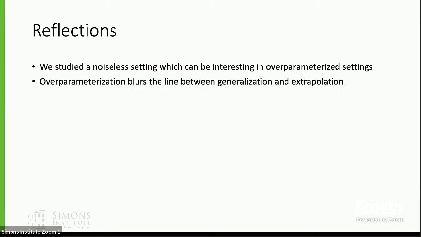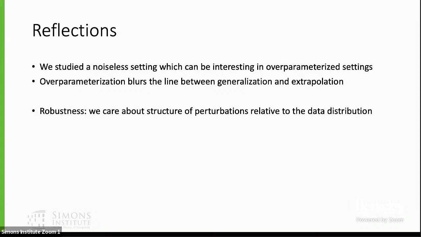And of course, over-parameterization blurs the line between generalization in distribution and extrapolation. Because if you assume there are some directions or dimensions that you just haven't seen, whether you call that generalization or extrapolation is kind of unclear. So that's something that this example went over, because we didn't even construct a particular distribution. And in general, when we think about robustness, we care about the structure of perturbations relative to the data distribution.